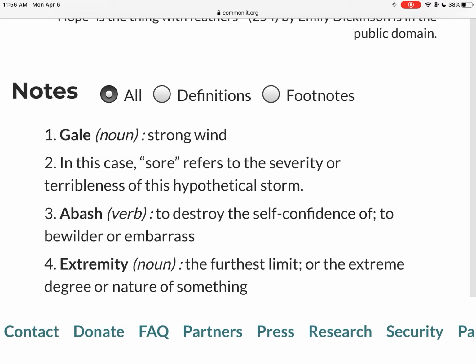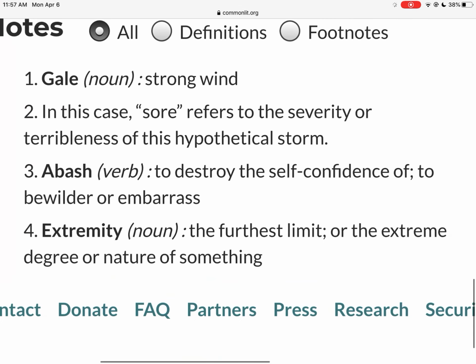Now, abash is a verb. It means to destroy the self-confidence of, to bewilder or embarrass. So if I abash Miss Siami, let's say, that would mean that I embarrassed her. But we know that Miss Siami is impenetrable. She cannot be penetrated through some silly things said to her, so she doesn't get embarrassed easily.